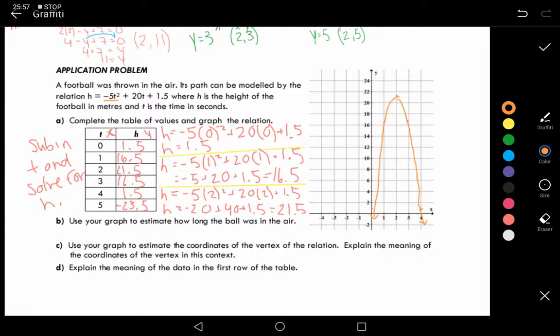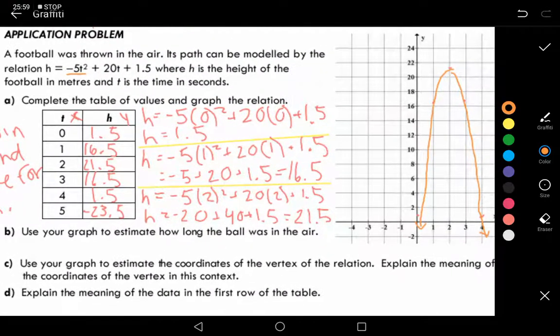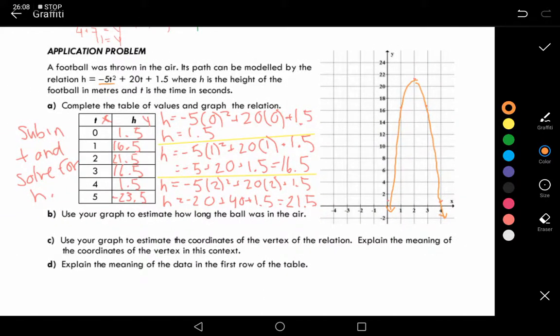Okay, so part B says use the graph to estimate how long the ball was in the air. So we simply have to look at our graph, remembering that our x-axis is time and our y-axis is height. So obviously, the ball was thrown. It starts at 0 seconds. Okay, so we can kind of follow the path. It's going up. The maximum height that it reaches is 21.5, and then the ball starts to come down.